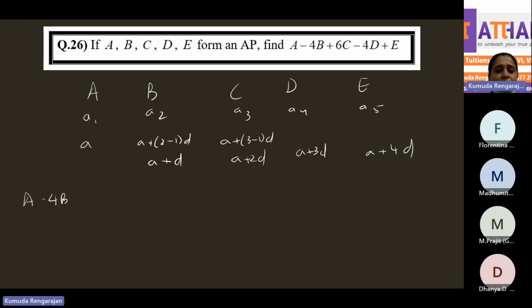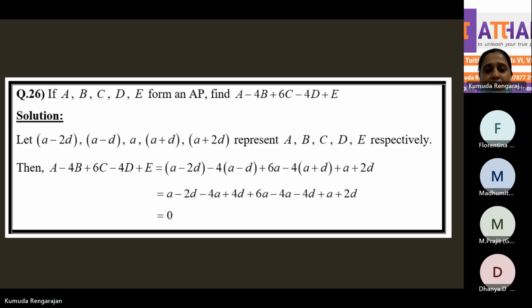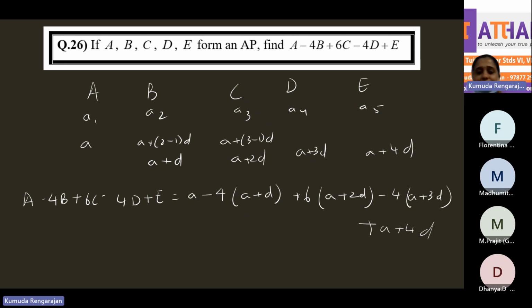A minus 4B plus 6C minus 4D plus E is equal to what? A minus 4 into B, which is A plus D, plus 6 into C, which is A plus 2D, correct? Minus 4 into D, which is A plus 3D. Yes or no, children? Plus E. What is E? A plus 4D. Work this and you get the same result as you have done in a different way here. You can do it this way or this way, children. Here also you'll get the same result. All the D's should get cancelled. You work it now. Complete this.